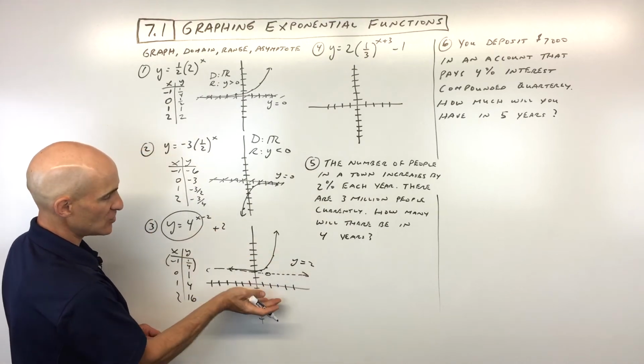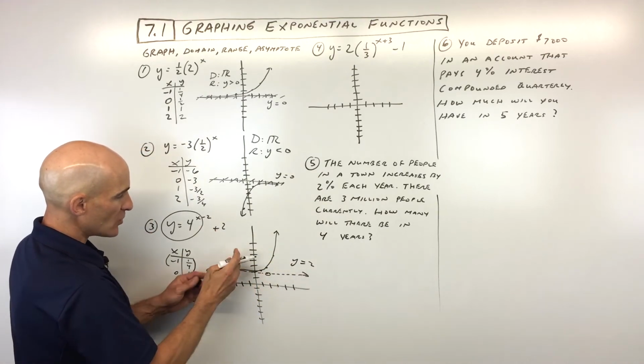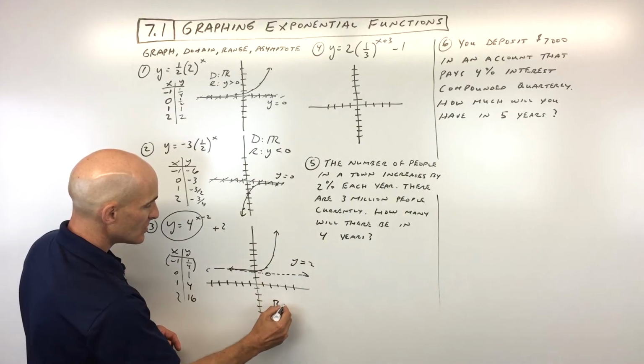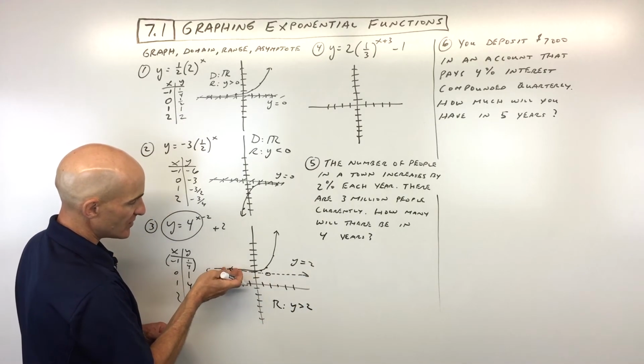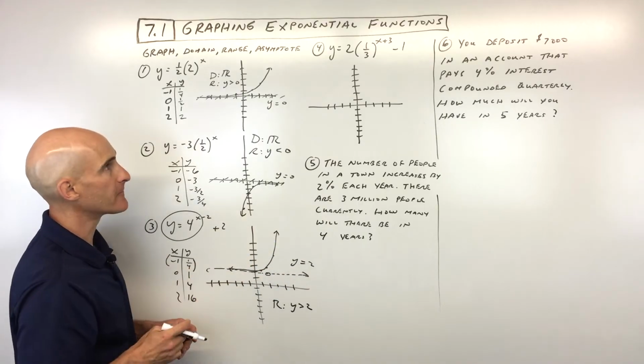You can see how this shifted up 2. And the domain is all real numbers, and then the range is going to be y is greater than 2, but not equal to. So it gets closer to 2, but doesn't touch that asymptote, which is just above.